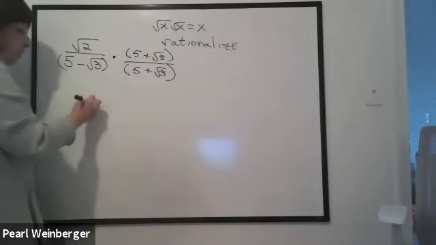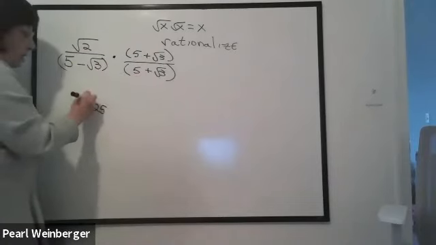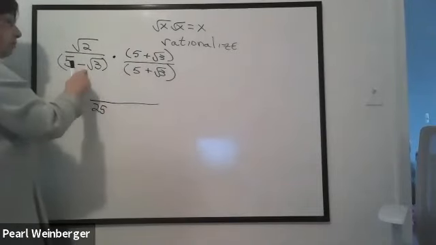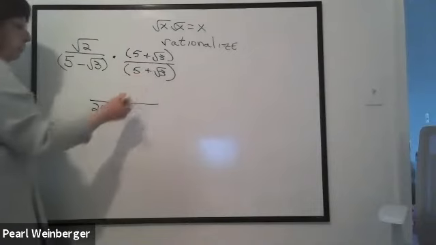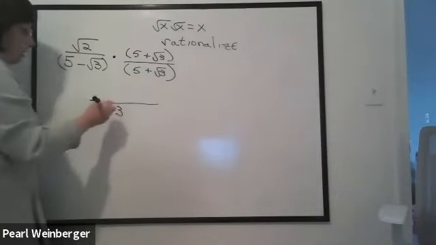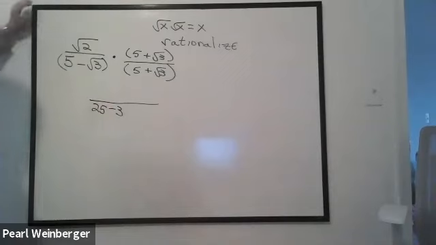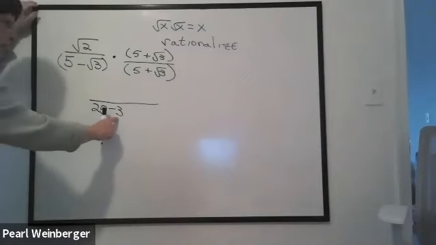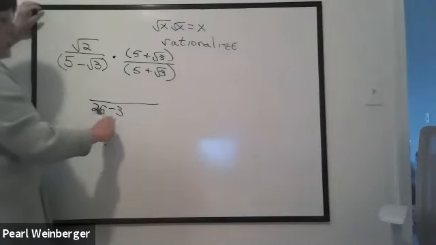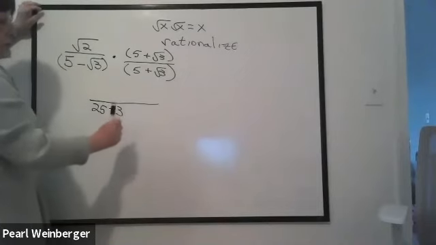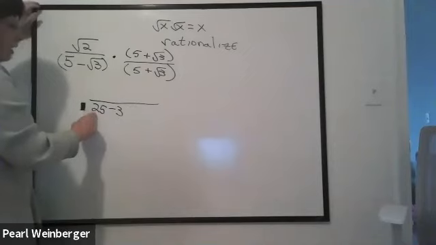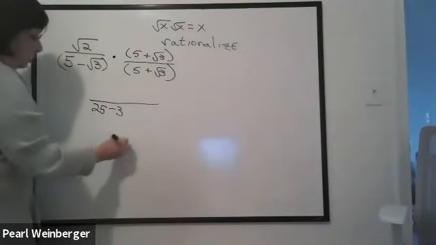So 5 times 5 will give me 25. And last times last: negative square root of 3 times positive square root of 3 is just negative 3, because the square root of 3 times the square root of 3 is just 3. In other words, my denominator turns out to be 25 minus 3, which are both rational numbers, and they can be combined to 25 minus 3, which is just 22.